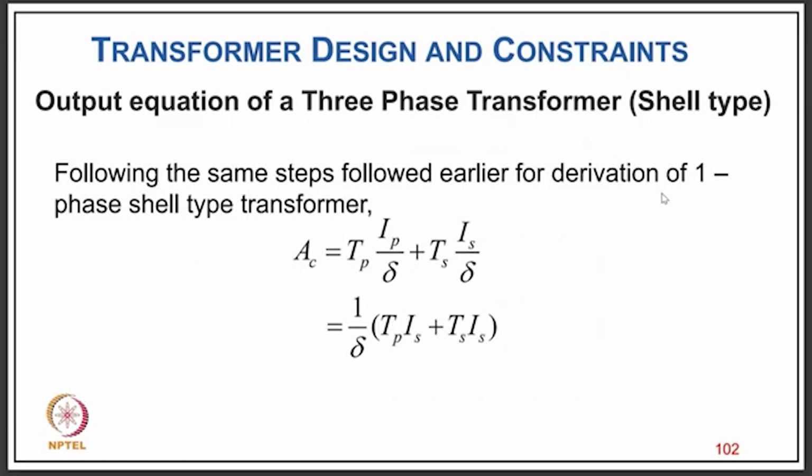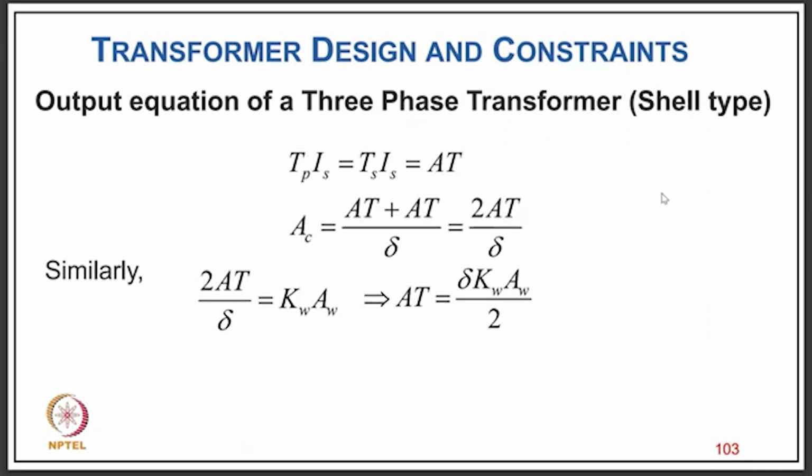So now coming to the output equation of the 3 phase shell type transformer, following the same steps followed earlier for the single phase shell type transformer, Ac equals Tp Ip upon sigma plus Ts Is upon sigma, that is equal to 1 upon sigma in bracket Tp Ip plus Ts Is. Tp Ip equal to Ts Is equal to AT, and Ac equals AT plus AT by sigma. So that's 2 AT, so 2 AT upon sigma equals Kw Aw, so AT becomes sigma Kw Aw by 2.